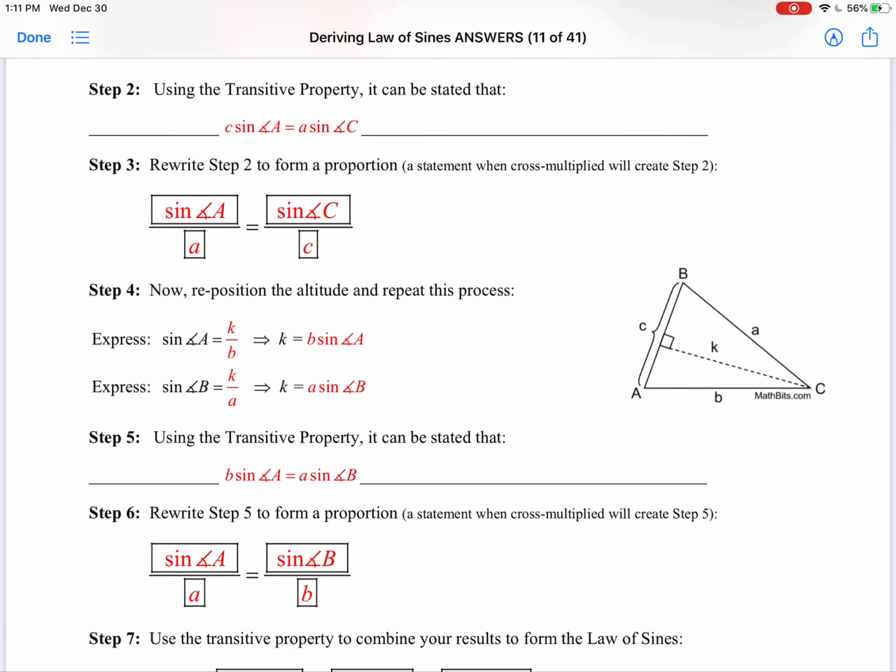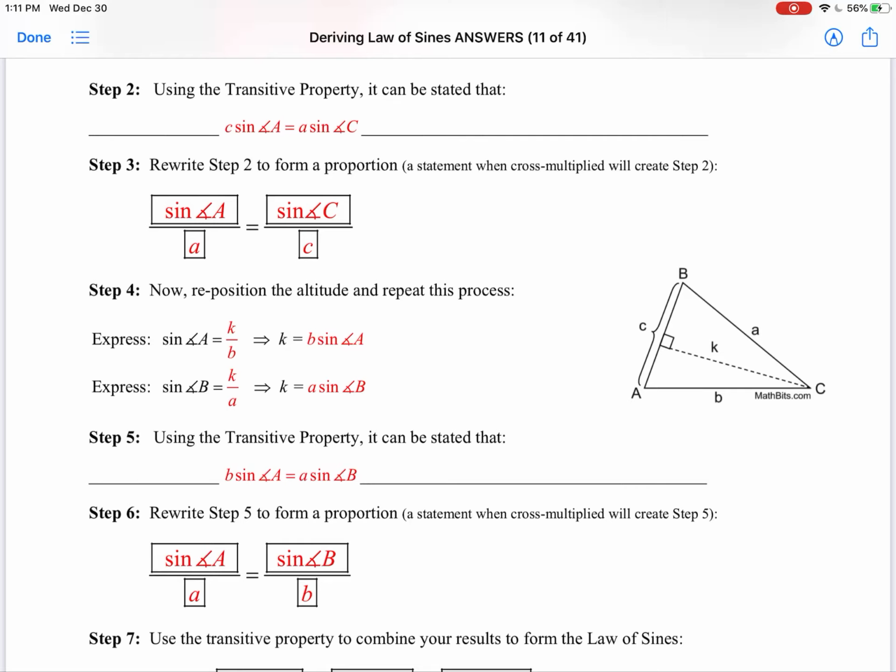Step 3, they asked us to rewrite step 2 to form a proportion, meaning we want a fraction. So what I did is I put my C's and my A's together. I divided both sides by C while also dividing both sides by A. That way my A's can be together and my C's can be together. That is what step 3 has done for us. And again, if we did cross multiply those back together, we would get the same answer as step 2.